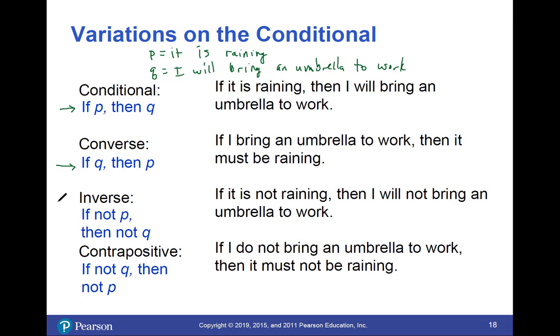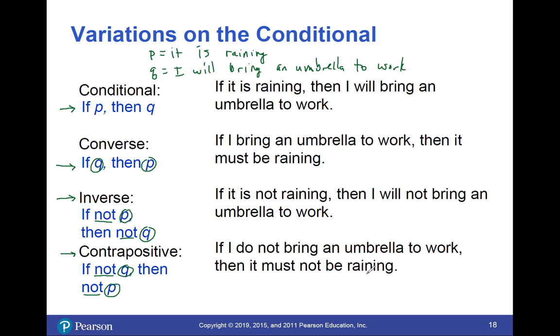The second type of statement you can form is called the inverse. The inverse is when you keep them in the same order, P first and Q second, but you negate both propositions. So the inverse is if not P, then not Q: if it is not raining, then I will not bring an umbrella to work. The third is known as the contrapositive, where Q and P have switched positions, just like for the converse, but now I'm negating both of them. So if I do not bring an umbrella, then it must not be raining.